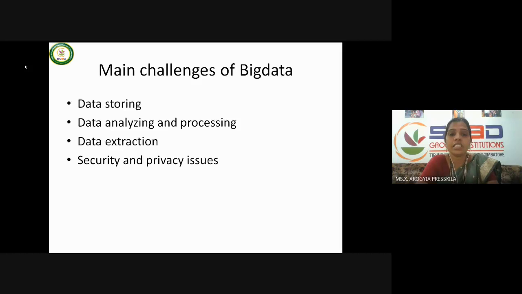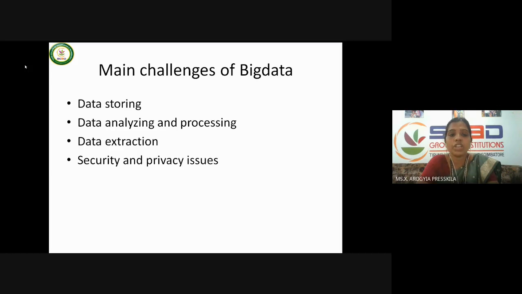The second challenge is data analyzing and processing. So many data are there, and they can be stored in a distributed manner. Suppose you want to extract particular data, you have to analyze all the data. It is very difficult, and processing is also very difficult for big data. Then data extraction is also one of the main challenges of big data.